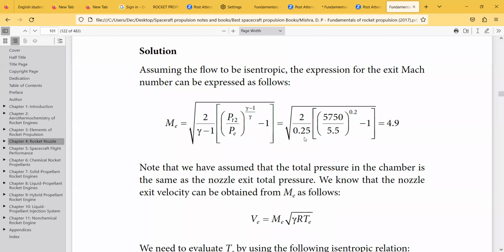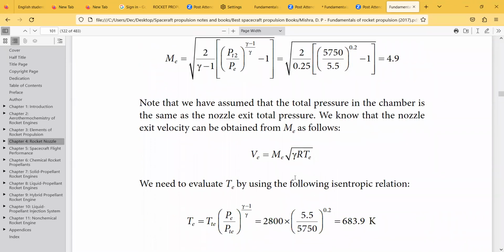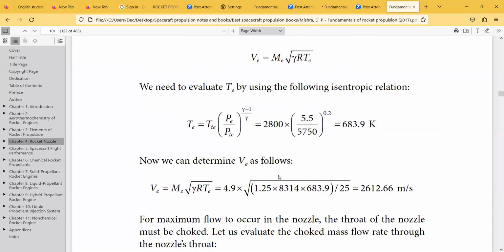Now you can also find the exit velocity. Once you know the exit Mach number, the specific heat ratio, the gas constant, and the temperature at exit, then we can find the exit velocity from this relation.